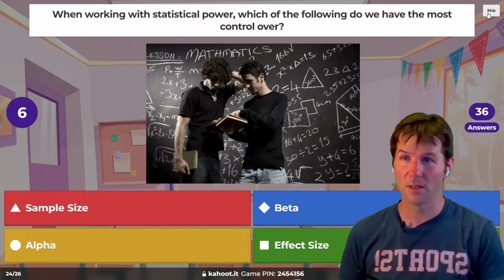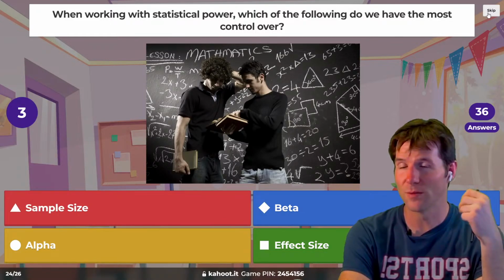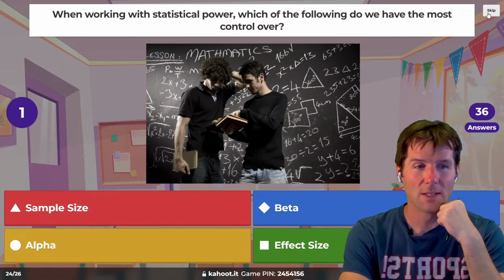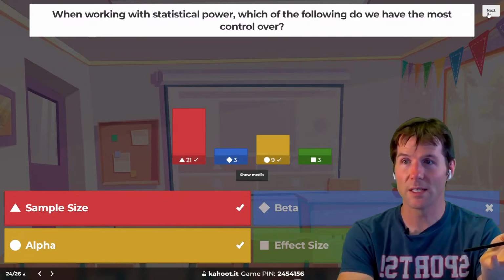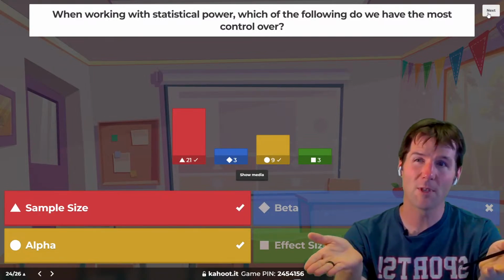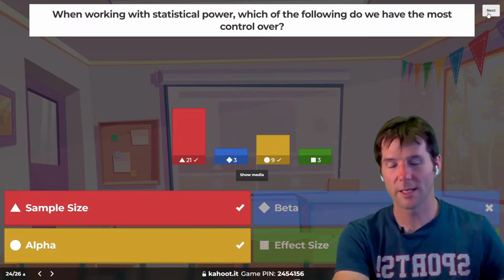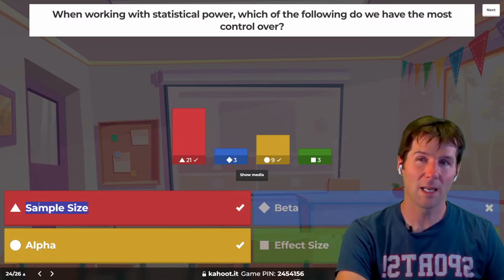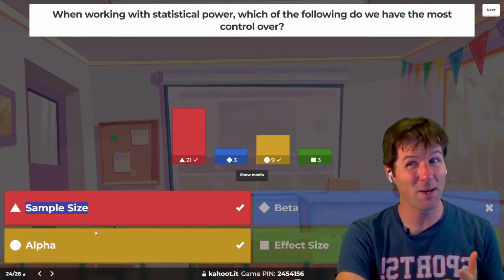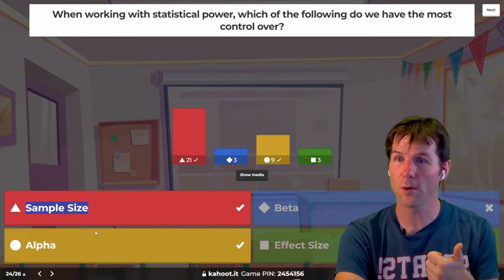One of these doesn't exactly go into power, but it is used to find power. Sample size, effect size, and alpha. Those are the three things. Sample size is the easiest one to control. It's how much data you collect. A lot of times people don't collect more data because it costs more money or takes more time. But you can easily manipulate your sample size, and that's not a bad thing to do. Your test will become more powerful.